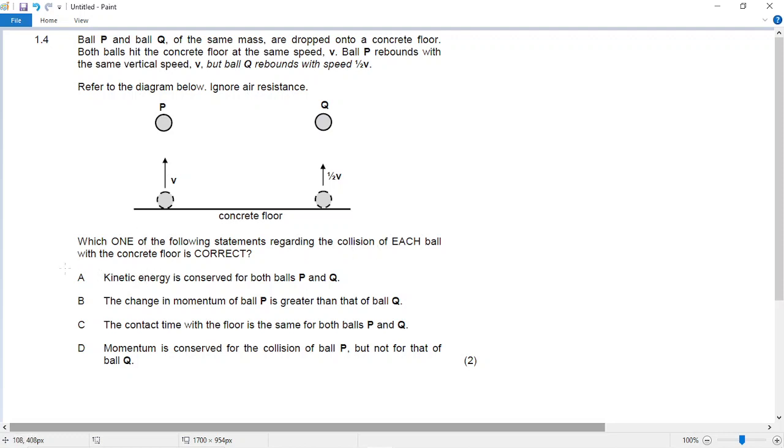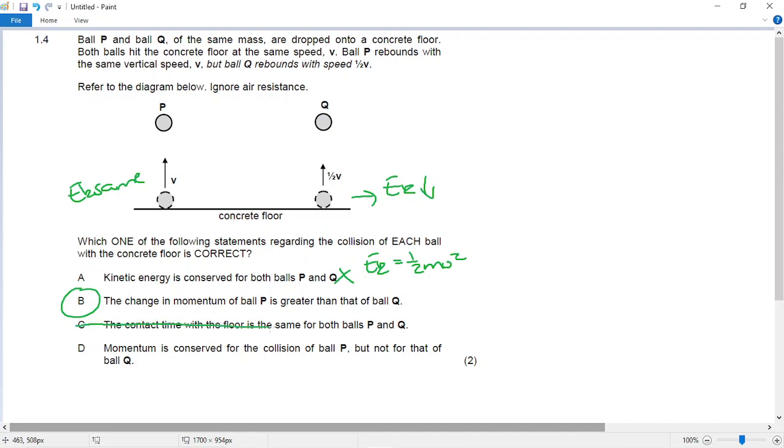Kinetic energy is conserved for both balls P and Q. No, this is wrong because EK equals a half mv squared, and for this ball here the kinetic energy has decreased. For this one the EK is the same. Okay, so this is not true. The change in momentum of ball P is greater than that of ball Q. This is in fact the correct answer, and I'll show you why in a moment. Let's rule out this one.